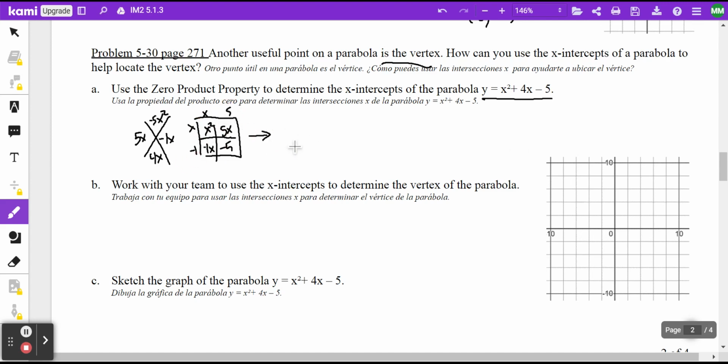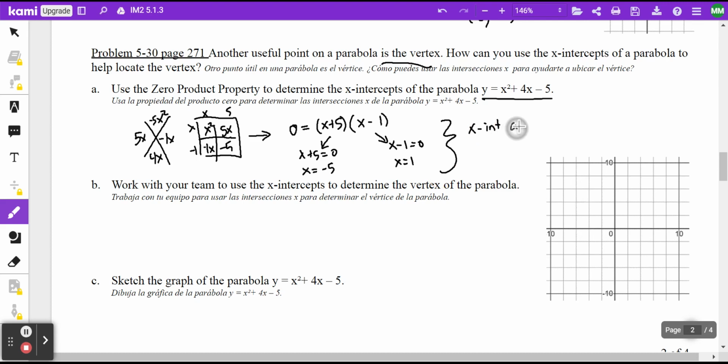So to find my x-intercepts, I'm going to set this equal to 0. 0 equals x plus 5 times x minus 1. Split that up. X plus 5 is 0 if x is negative 5. X minus 1 is 0 if x is equal to 1. Therefore, my x-intercepts are at negative 5, 0, and 1, 0. Okay, let's see.